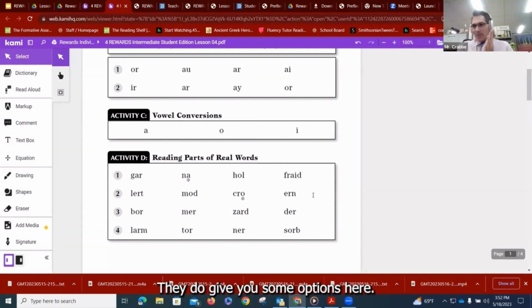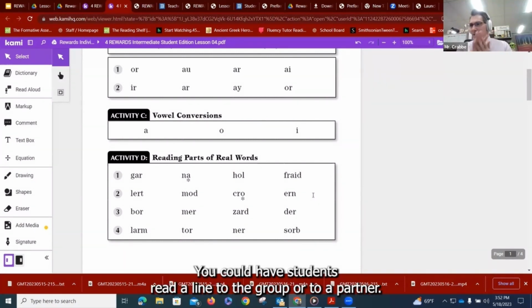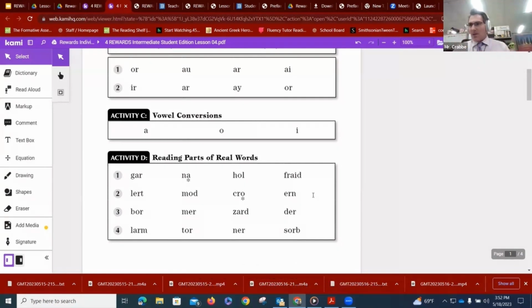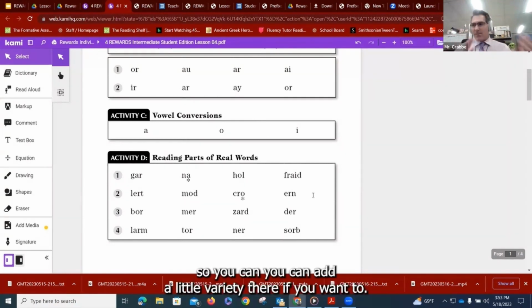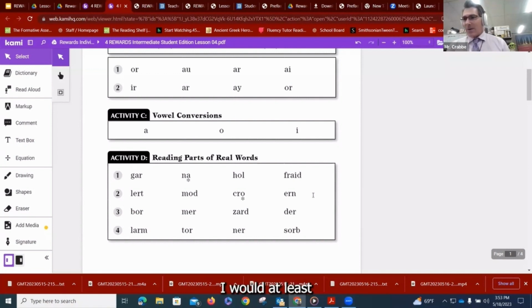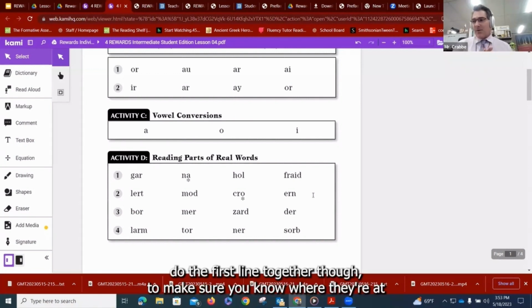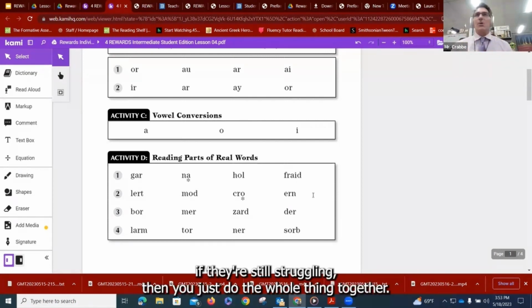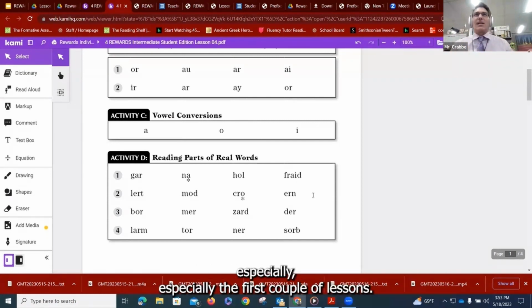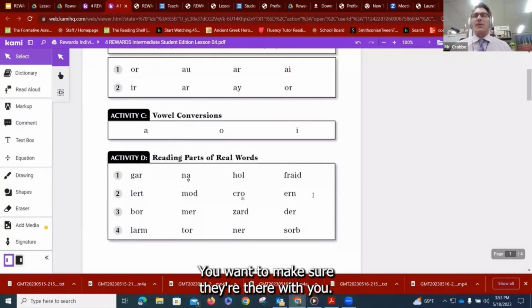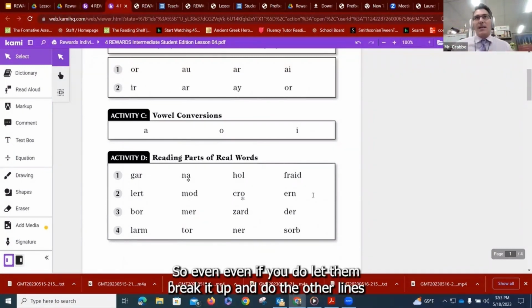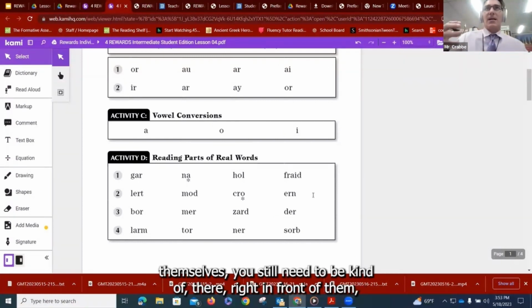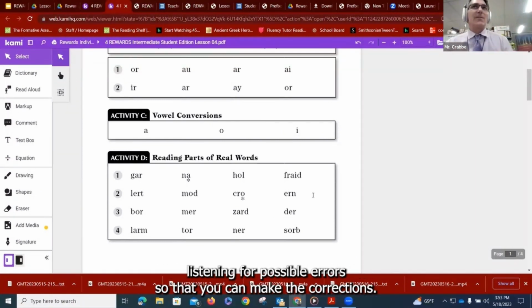They do give you some options here. You could have students read a line to the group or to a partner. So you can add a little variety there if you want to. I would at least do the first line together though, to make sure you know where they're at. And if they're still struggling, then you just do the whole thing together. Especially the first couple lessons, you want to make sure they're with you. And you need to be listening. So even if you do let them break it up and do the other lines themselves, you still need to be right in front of them, listening for possible errors so you can make the corrections.